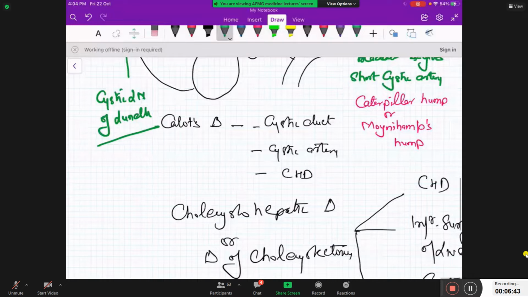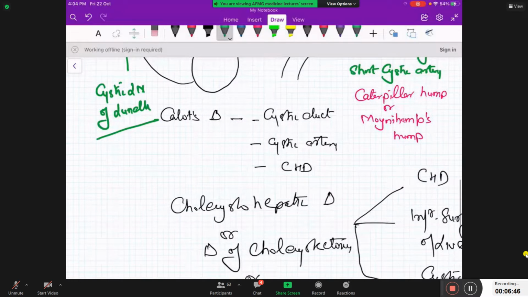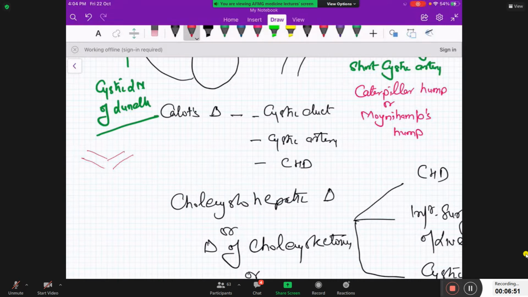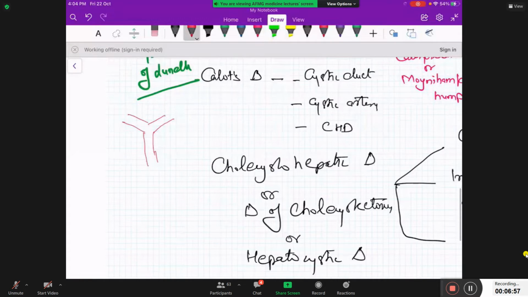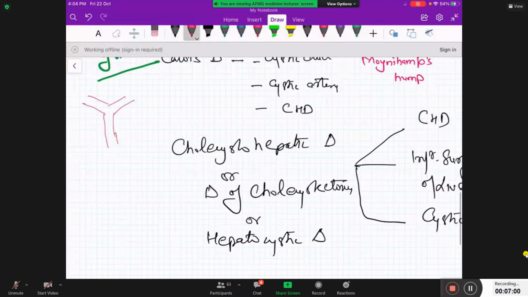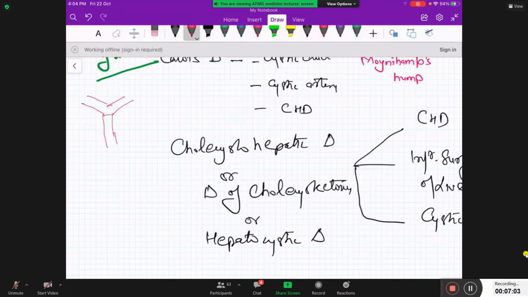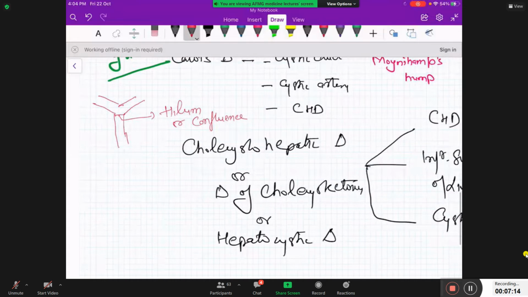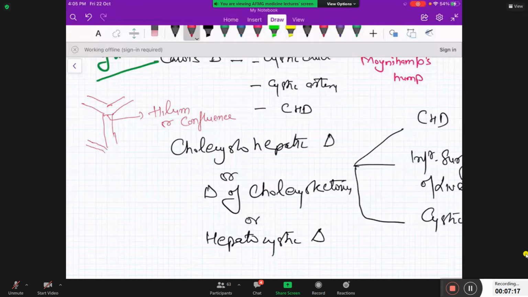Now, you all know this, that right and left hepatic duct join to form common hepatic duct. And this part where the right and left hepatic duct is joining, important point, is called hilum or confluence. And then you all know that a cystic duct joins the common hepatic duct to form the common bile duct.